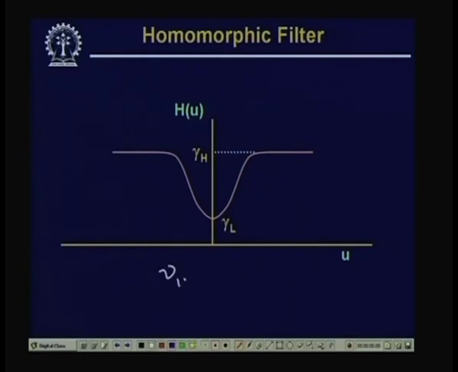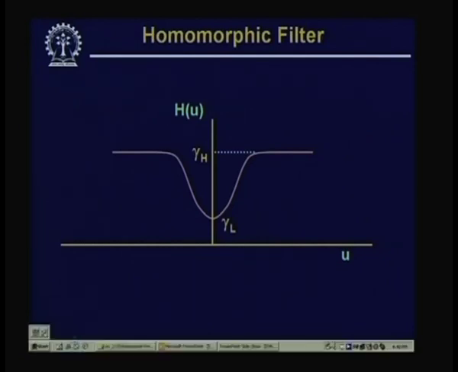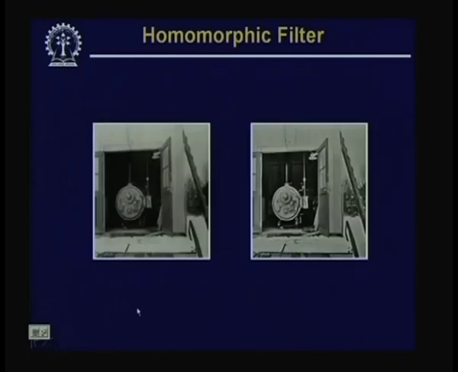say gamma H greater than 1 and gamma L less than 1, this will amplify all the high frequency components, that is the contribution of the reflectance, and it will attenuate the low frequency components, that is contribution due to the illumination. Now, using this type of filtering, the kind of result that we get is something like this. Here on the left hand side is the original image and on the right hand side is the enhanced image, and if you look in the boxes, you find that many of the details in the boxes which are not available in the original image is now available in the enhanced image.